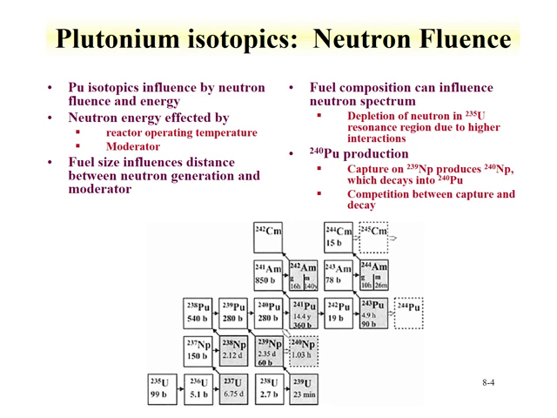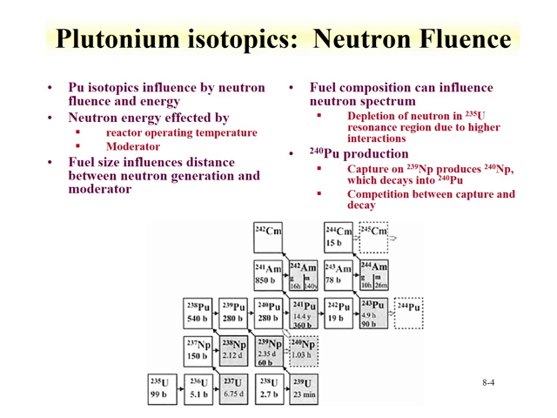The isotopic distribution of plutonium is also influenced by neutron energy and its fluence. The energy of neutrons in a reactor can be influenced by the reactor operating temperature and the moderator. So signatures from the plutonium isotopics that are driven by the energy of the neutron can tell one something about the reactor operating temperature and the moderator that was in that reactor.